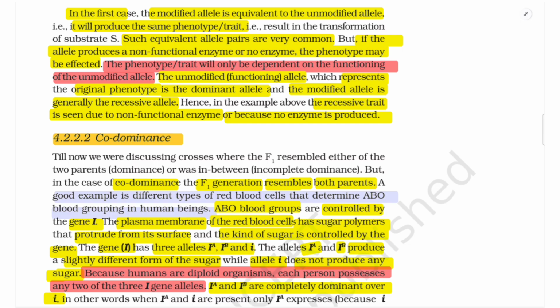Such equivalent allele pairs are very common, but if the allele produces a non-functional enzyme or no enzyme, the phenotype may be affected. The phenotype or trait will only be dependent on the functioning of the unmodified allele. The unmodified, that is functioning allele, which represents the original phenotype, is the dominant allele, and the modified allele is generally the recessive allele. Hence, in the example above, the recessive trait is seen due to a non-functional enzyme or because no enzyme is produced.